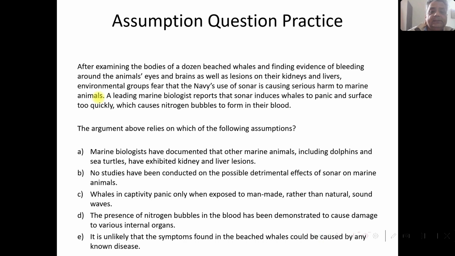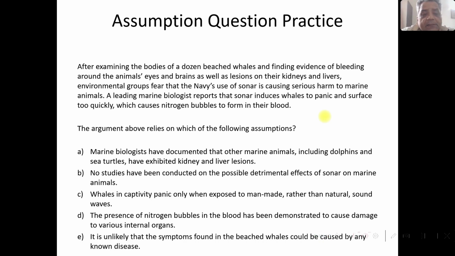And on what basis has the author reached the conclusion? The basis is a leading marine biologist reports that sonar induces whales to panic and surface too quickly, which causes nitrogen bubbles to form in their blood. So we have identified the premise and the conclusion. So now let's see how to figure out the assumption.